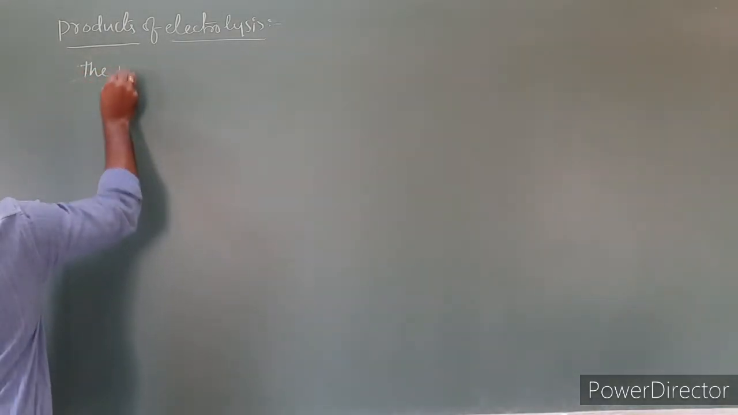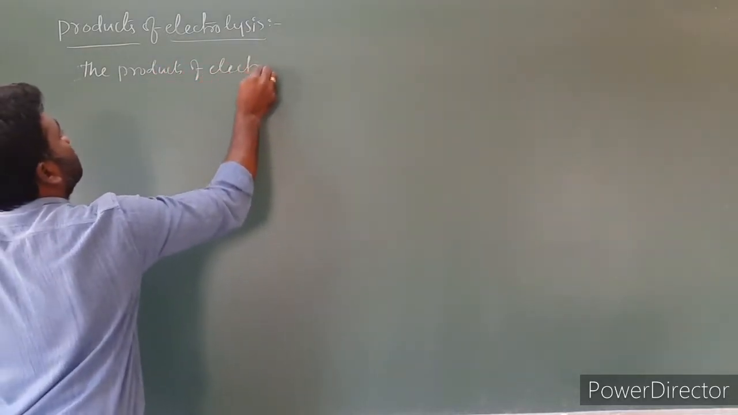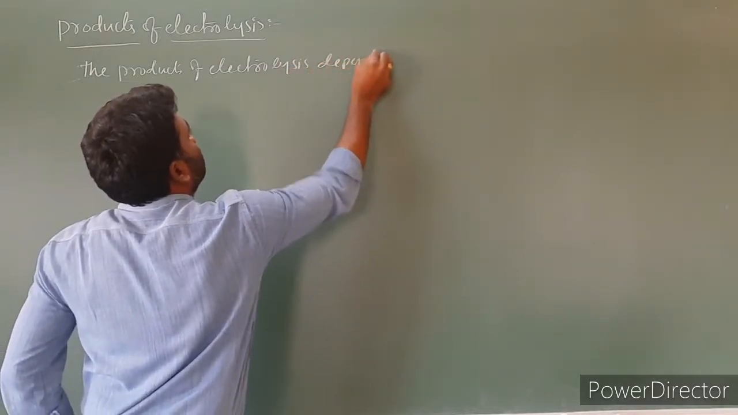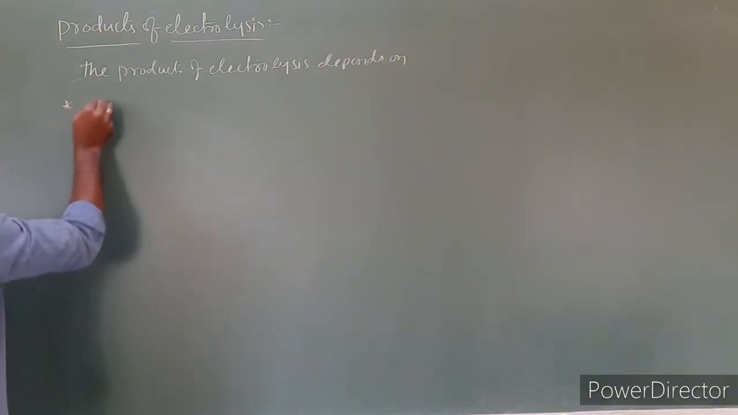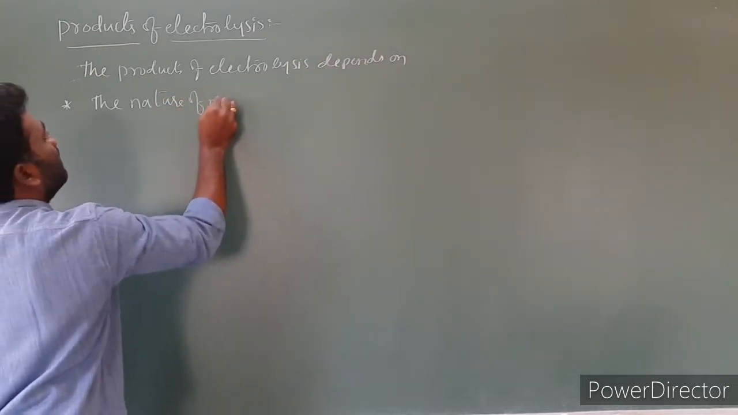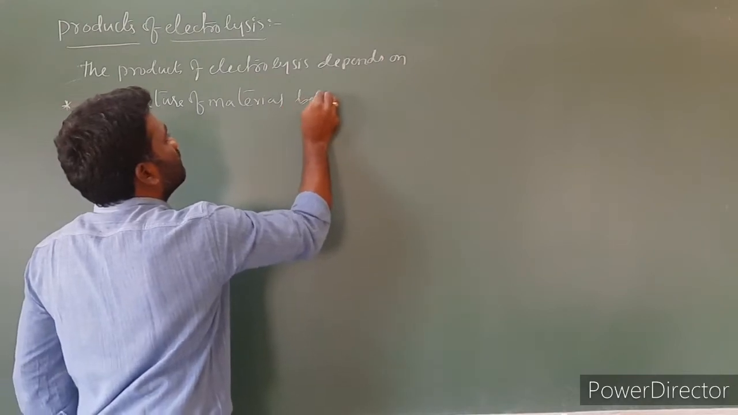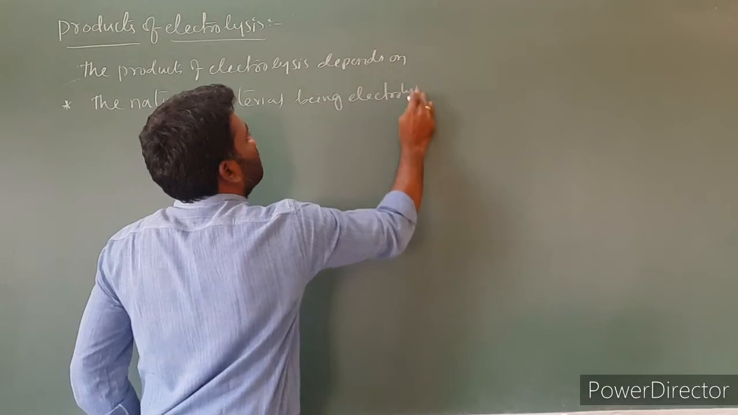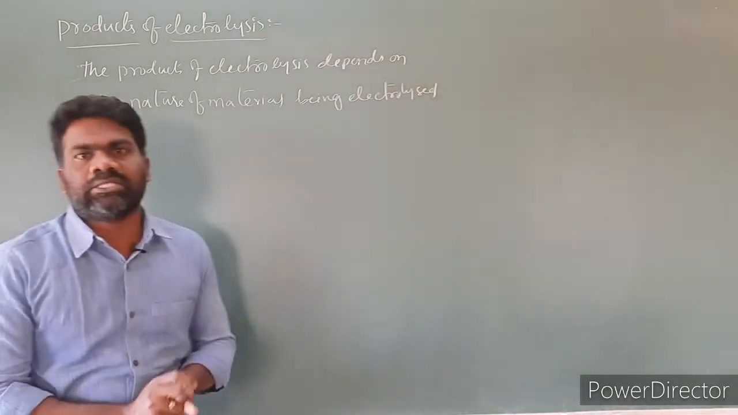The products of electrolysis depend on the first factor, the nature of the material being electrolyzed. This is point number one.